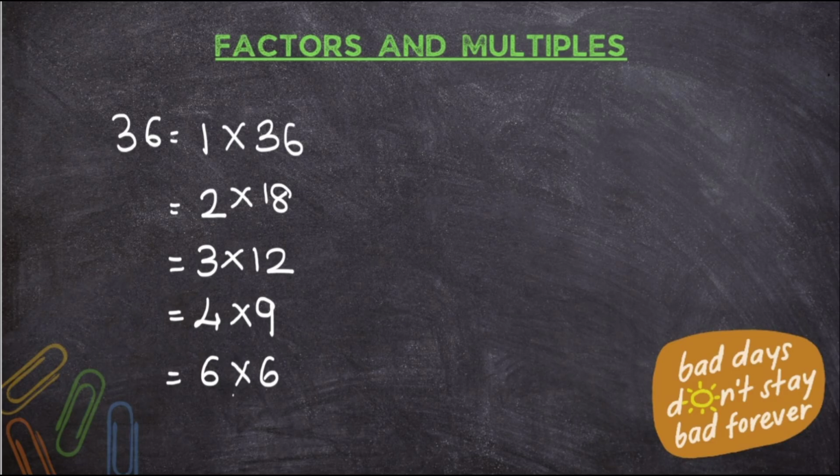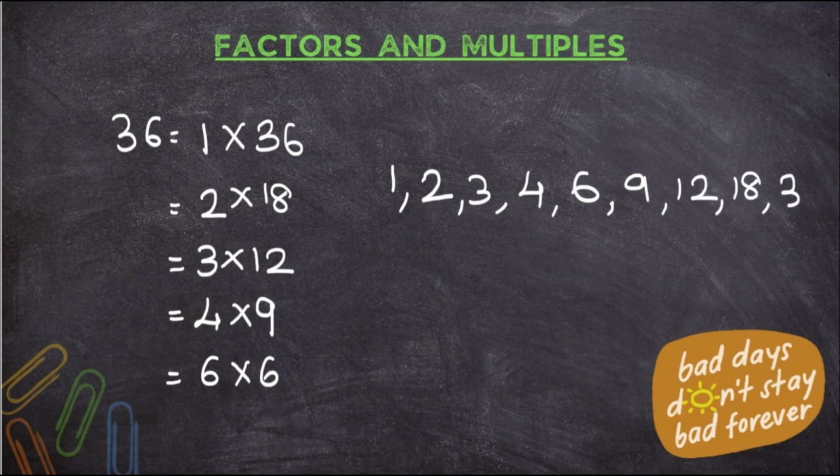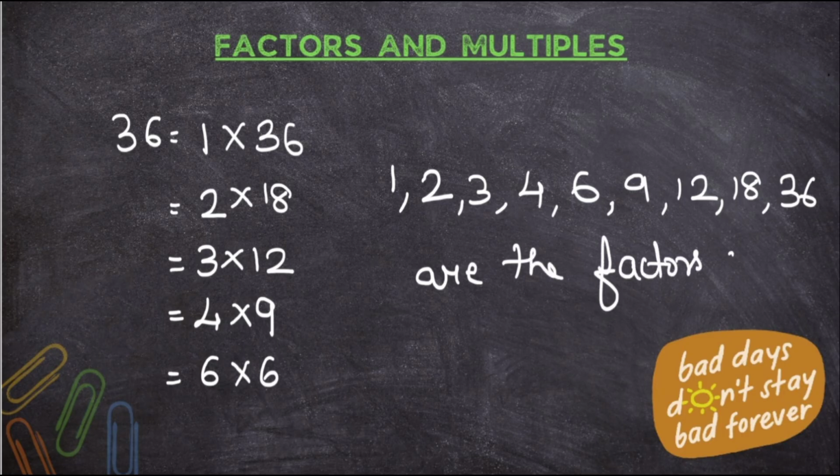Now what you have to do is you have to write all these numbers properly in an ascending order. So I'll start from here. 1, 2, 3, 4, 5 is not there, 6. Now 6 into 6, so you will write 6 only once. 6, 9, 12, 18 and 36. So these are the factors of 36. So this was the meaning of factors.